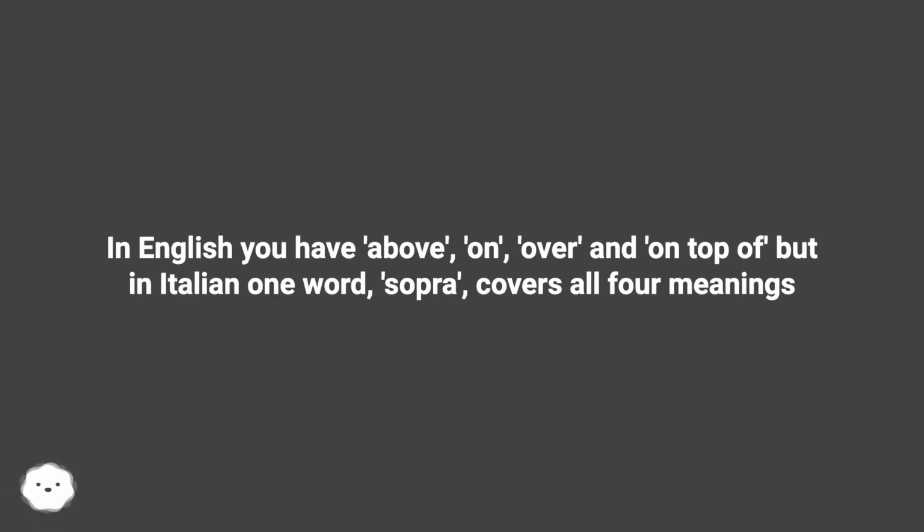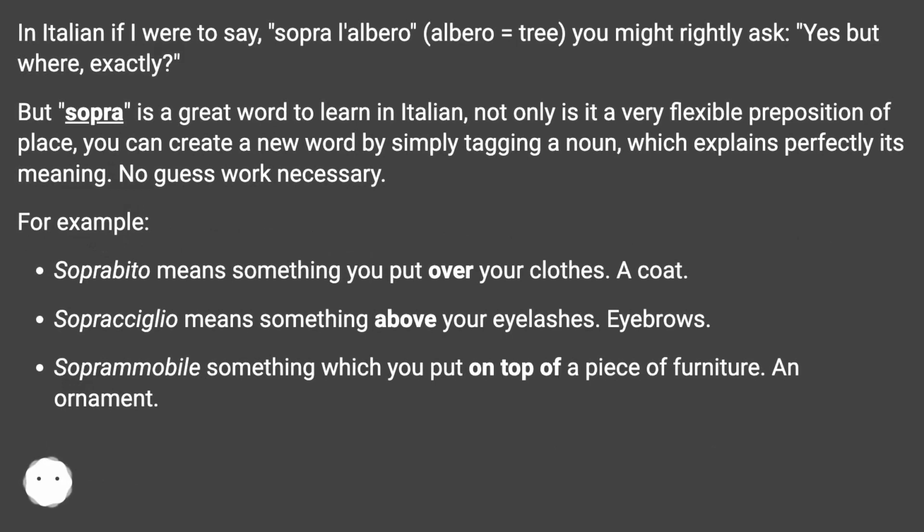In English you have above, on, over and on top of, but in Italian one word, sopra, covers all four meanings. In Italian, if I were to say, sopra l'albero, albero equals tree, you might rightly ask, yes, but where, exactly? But sopra is a great word to learn in Italian.